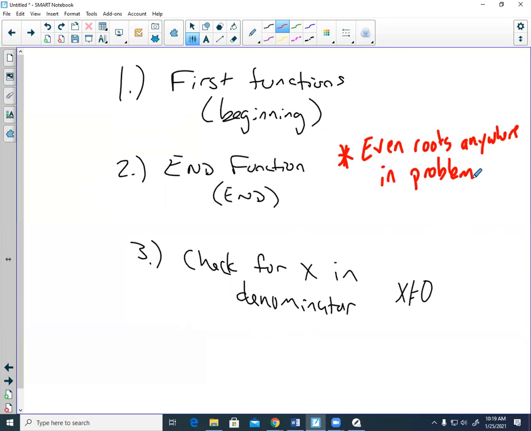Because if you have an even root, that means exactly what Tanner said a little while ago, where you can't have a negative inside the radical, right? So if you have an even root, you can't do negatives inside radicals, and most of the time that's what's going to happen with these sort of restrictions.